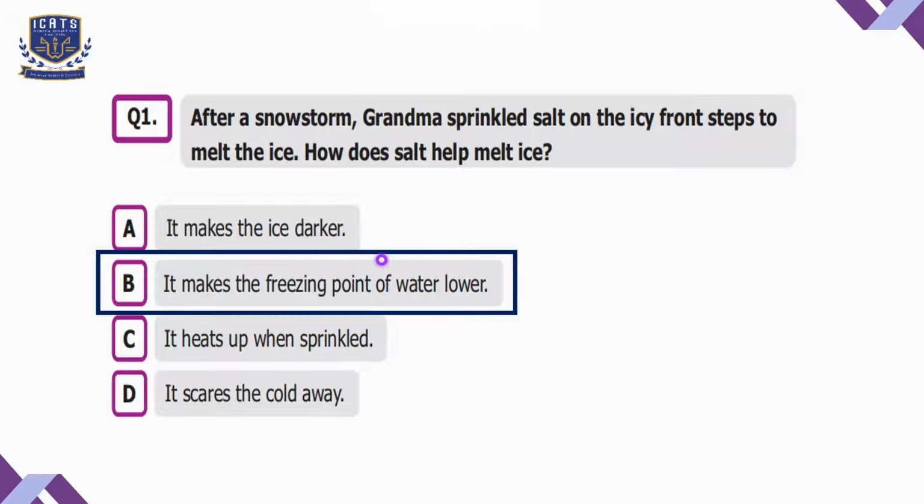Option C is it heats up when sprinkled. It is not the major or primary reason. Option D is it scares the cold away. Of course, it's not right. So we'll say that option B is the correct option here.